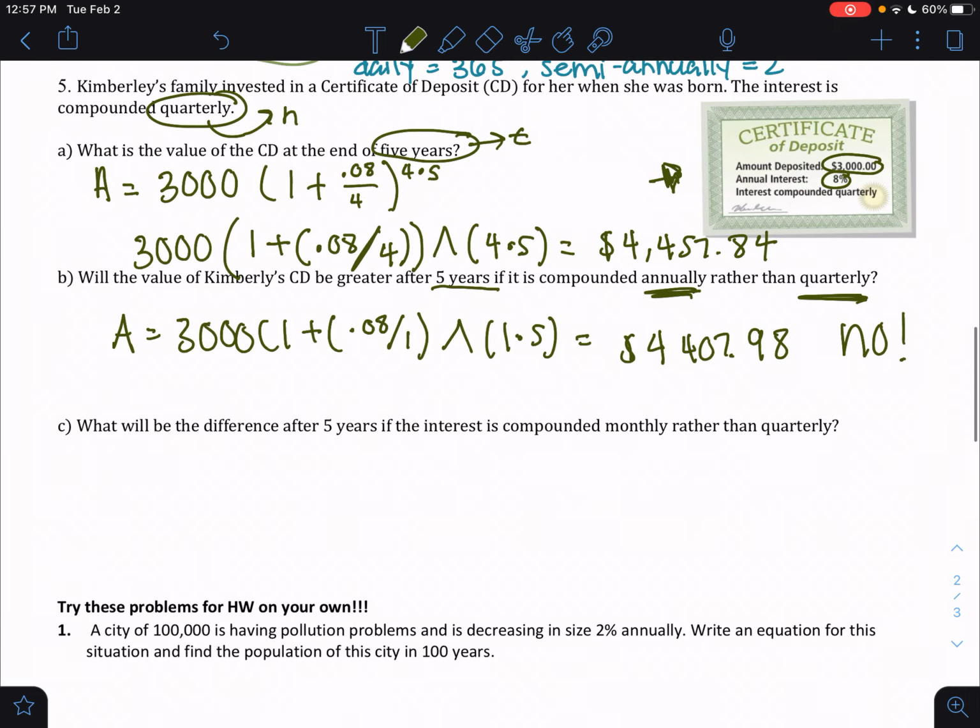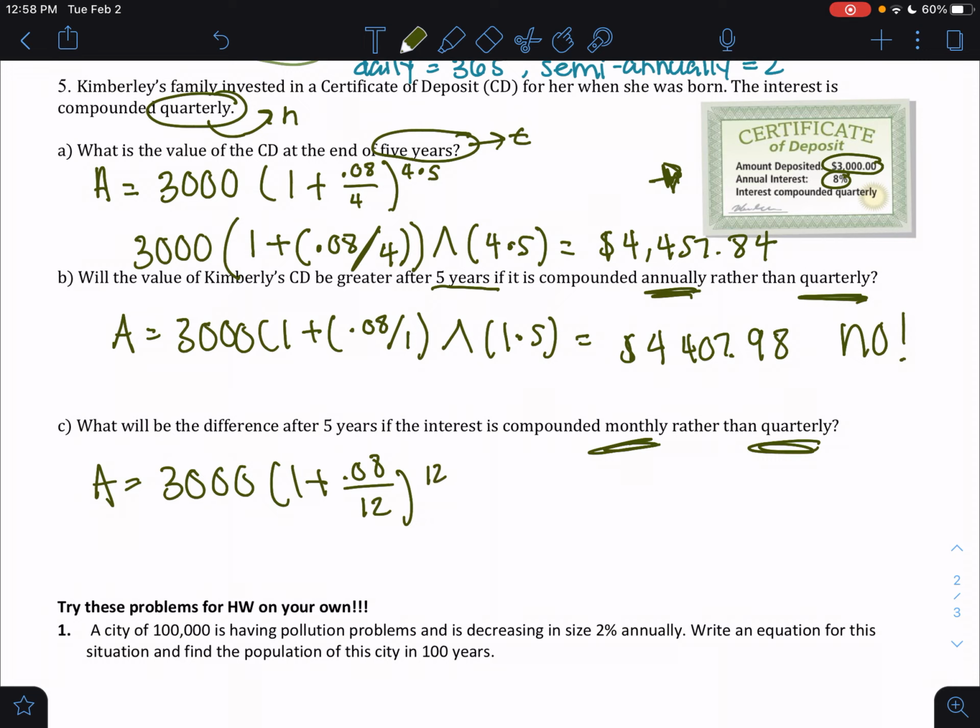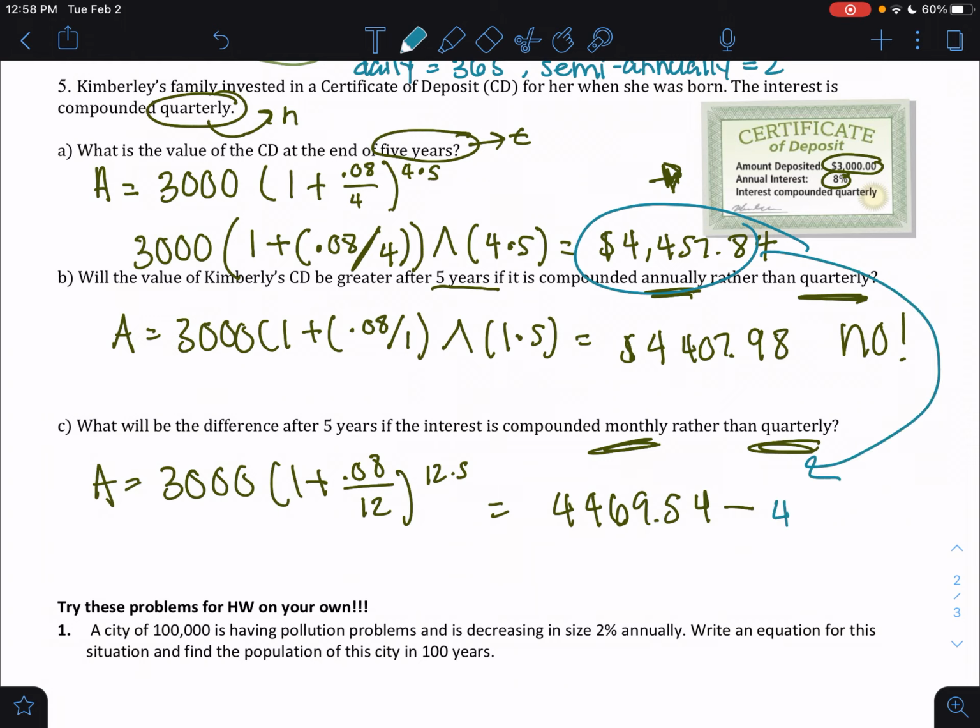And we have just one more here. What's the difference if it's compounded monthly rather than quarterly now? So again, same equation, but this time we are doing monthly. So we're going to do 12. Our exponent is 12 times 5, and when you do this, you should get this number, and we want to subtract that from what we got for the quarterly one. And when you do that, you should get $11.70.